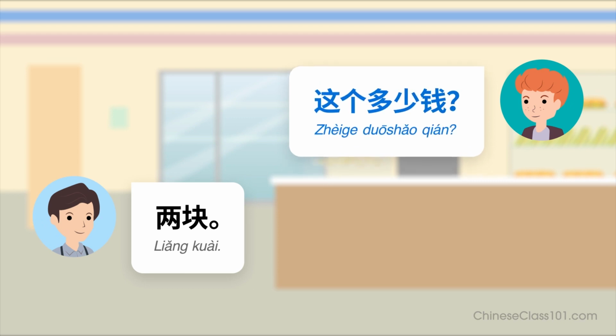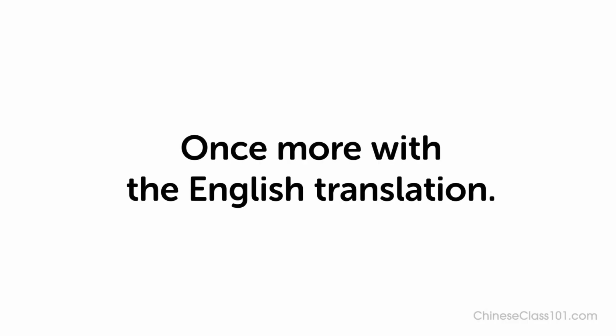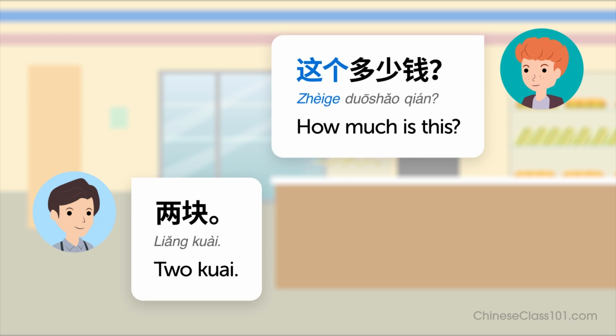这个多少钱？ 2块。 Once more with the English translation. 这个多少钱？ How much is this? 2块 2 kuai.